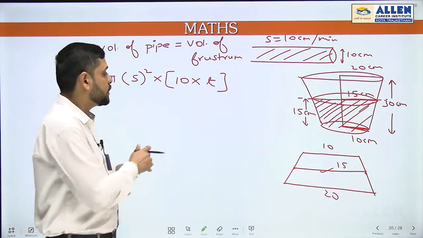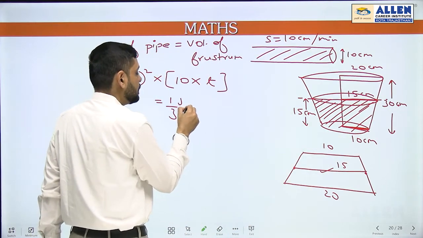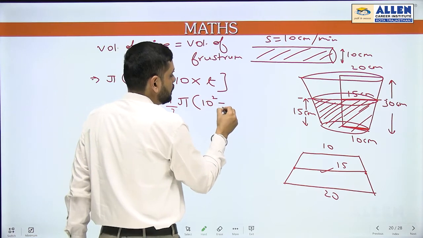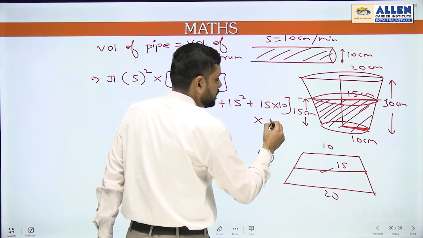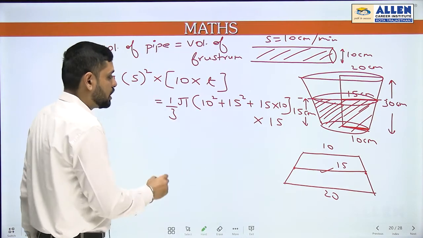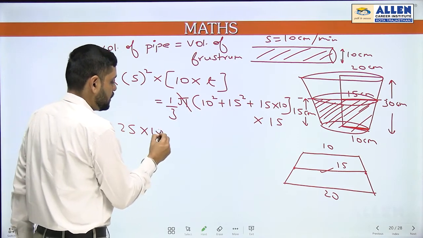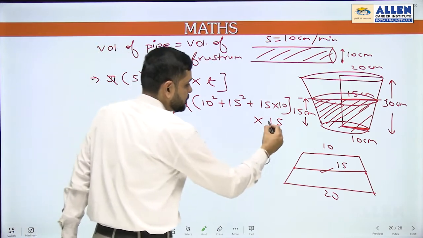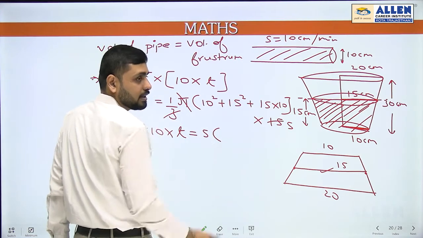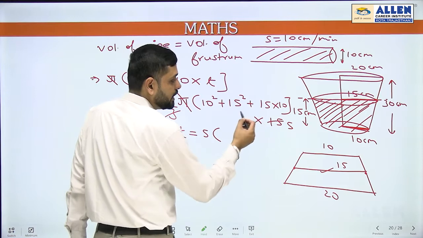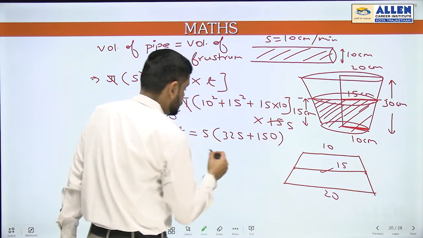So pi r square h equals the volume of the frustum, this part only, that is 1 by 3 pi into (10 square plus 15 square plus 15 into 10) into height, that is 15 centimeter, right. Now we need to simplify. Pi and pi will get cancelled. So what we will get? 25 into 10 into t equals, this 15 will get cancelled 5 times. So we will get 5 into (100 plus 225, that is 325, plus 150).